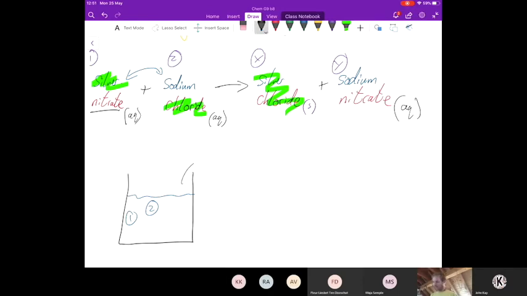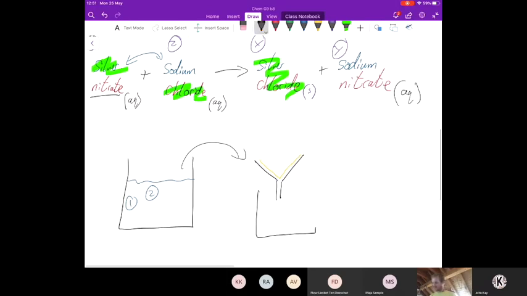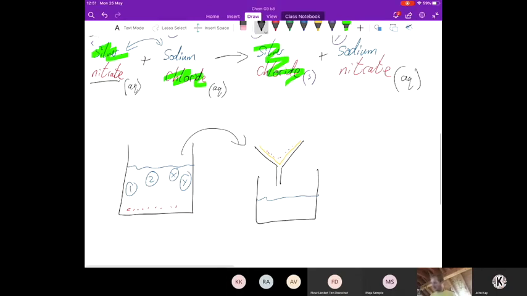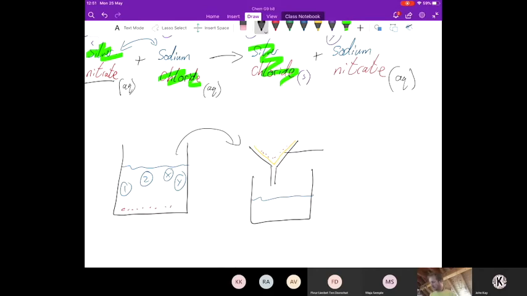I can then pour these through a funnel and a piece of filter paper. And let's draw another beaker. When they react, they're going to form precipitate, and that precipitate gets left here. So in this beaker, I also have X and I have Y. Now, of 1, 2, X and Y, what is going to end up in the filter paper?